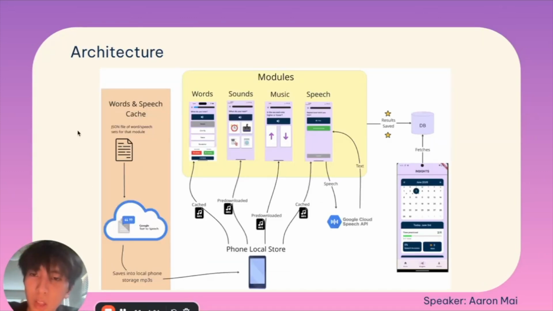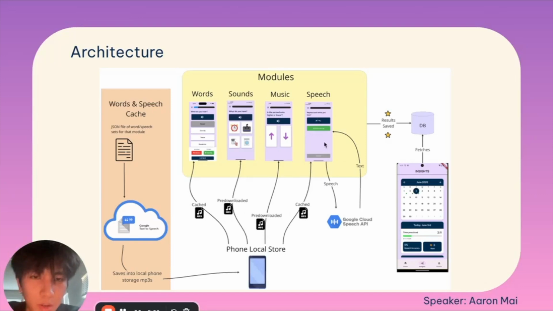Okay, so now I'll be talking a little bit about the higher level view of the architecture. So here in the left here, you can see the words and speech cache that I was talking about in the previous slide, which uses the local phone storage to save those MP3s. And for the word and speech modules, we use the cached MP3s here. And for the sounds and music modules, we have already downloaded all the sounds that we need when the user first installs the app on their phone.